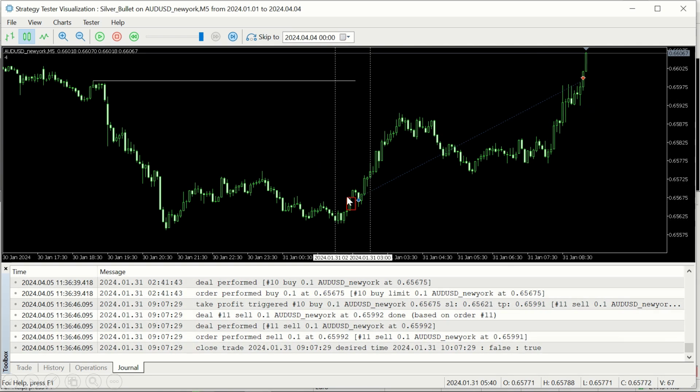Another trade, we have our fair value gap here. The entry is right at the base of the fair value gap.